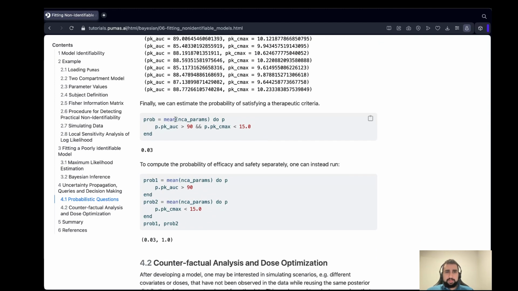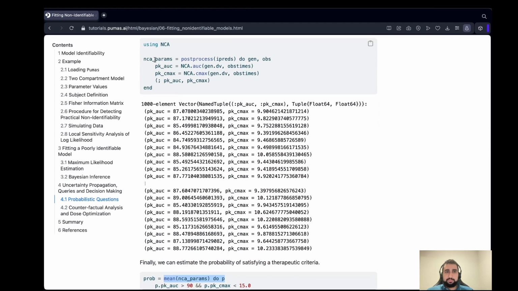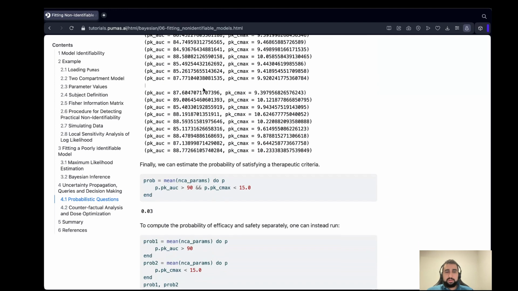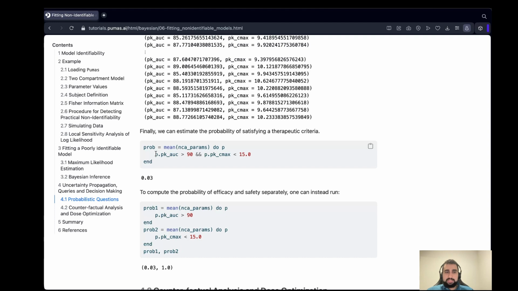Now, once we have that, we can use a similar syntax to the one we used before to query the probability of clearance being more than a certain value, by using the same mean do syntax, where we pass to the mean function the output of post-process here. And we estimate the probability in this case that the AUC is more than 90 and Cmax is less than 15. So these are arbitrary criteria that you can select. But basically it gives you how many of these scenarios satisfied these criteria.